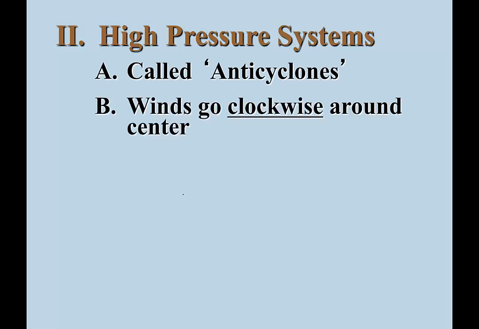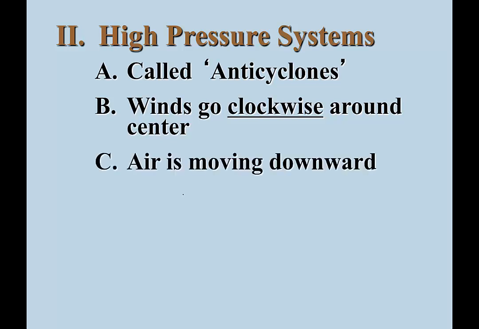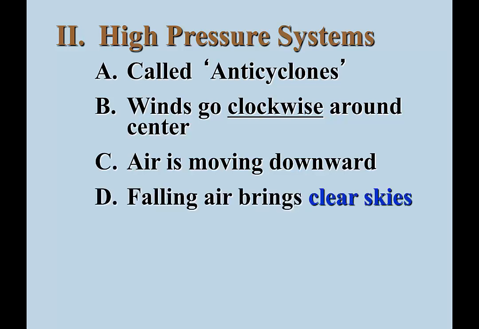In an anticyclone, the winds go clockwise around the center. And I'll give you a good way to remember that in just a minute here. High pressure systems are associated with air that is moving downward. That's what creates the high pressure, the extra pressure by extra air that's moving into an area. And when we have a high pressure system, this falling air typically creates clear skies.